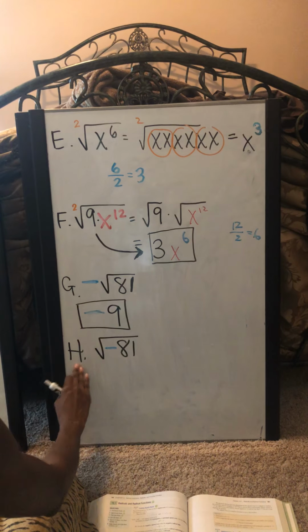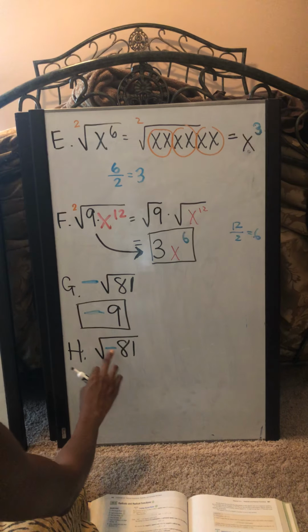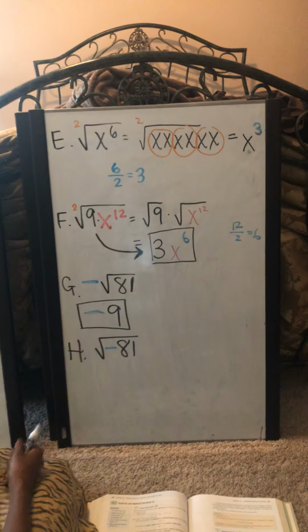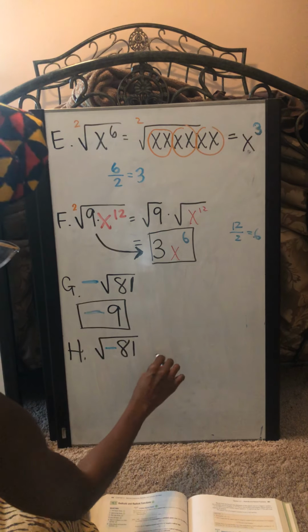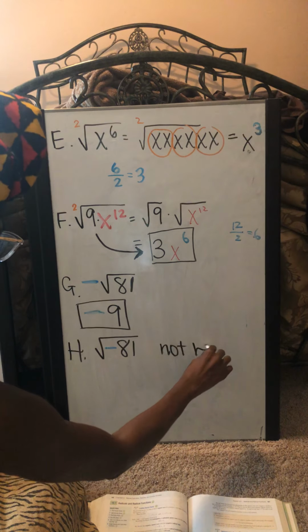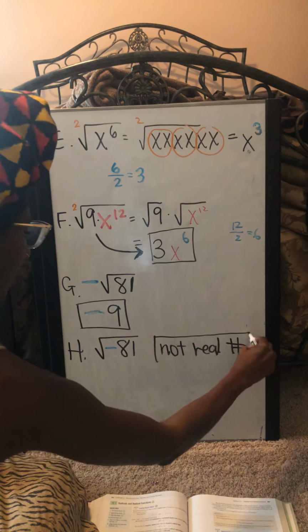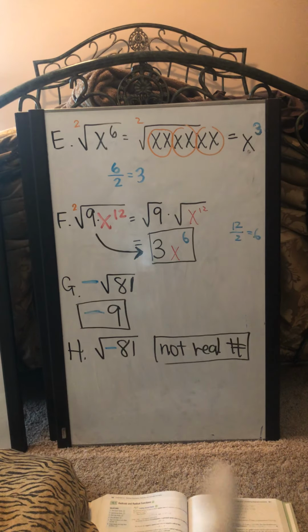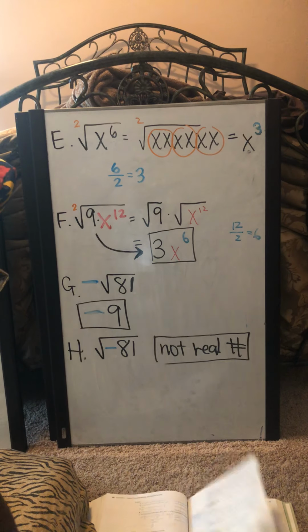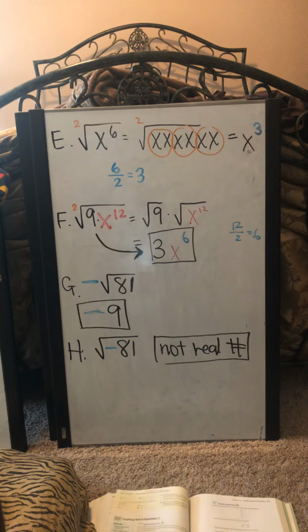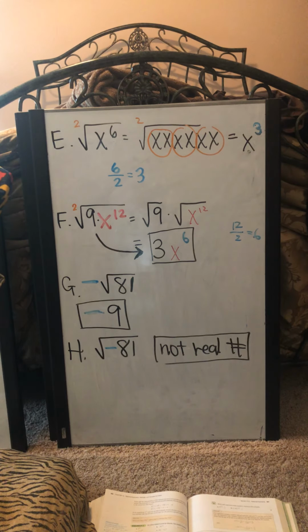Okay? For H, we cannot take a square root of a negative. So this is going to be not a real number. Okay? So this one's imaginary. Not a real number. And you'll learn more about that in college algebra. I don't think we get into that by the end of this section. But yeah, that'll be something that you learn later on.